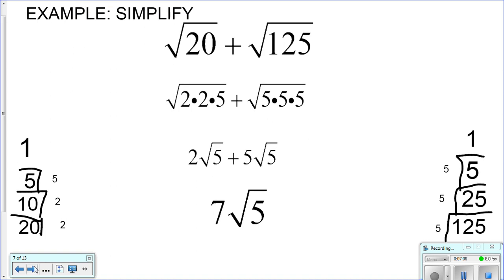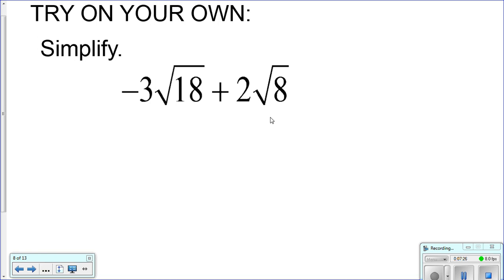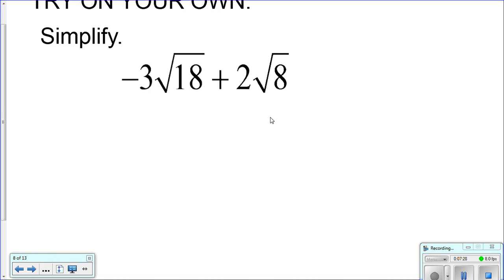Okay, so you guys are going to try one on your own now, and you're going to simplify both of them. Okay, hopefully you get the same radical, and then you can add the coefficients together. If not, you're done then. So take a few minutes, try this problem. When you come back, I'll have the answer for you. So go ahead and pause the video now.